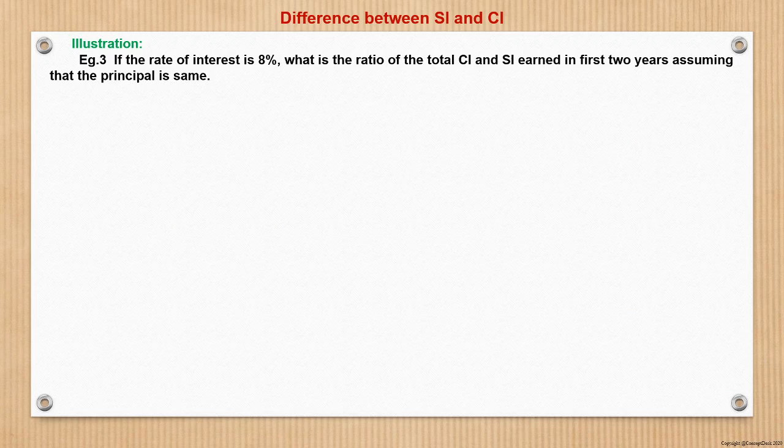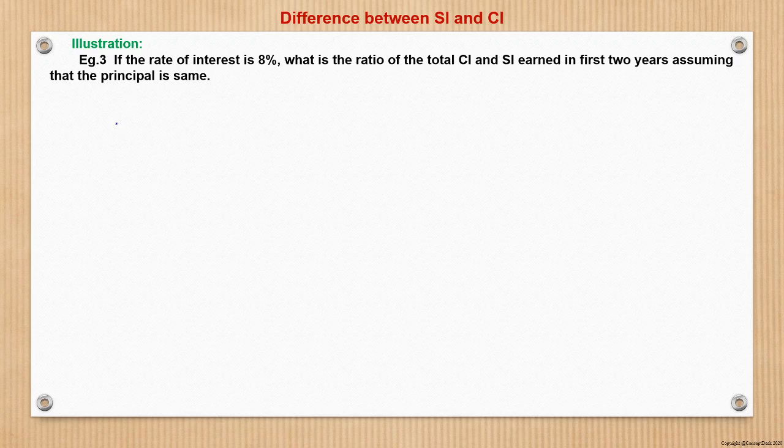Now let us move to question 3. If the rate of interest is 8%, what is the ratio of the total CI and SI earned in the first 2 years, assuming that the principal is the same, right?